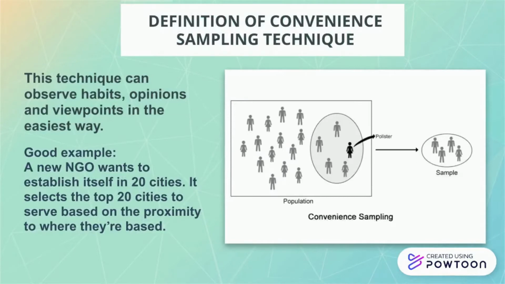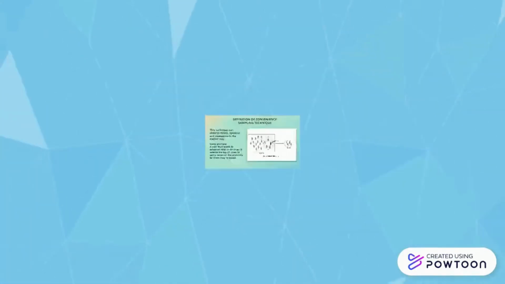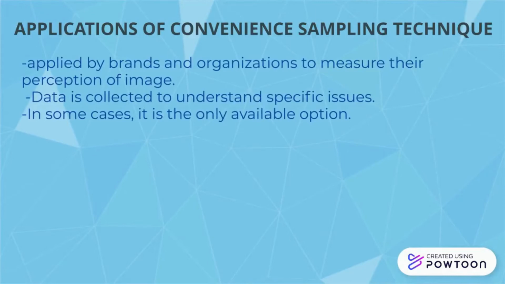For example, a new NGO wants to establish itself in 20 cities. It selects the top 20 cities to serve based on the proximity to where they are based. Convenience sampling technique is applied by brands and organizations to measure their perception of image in the market. Data is collected from potential customers to understand specific issues. In some cases, it is the only available option.